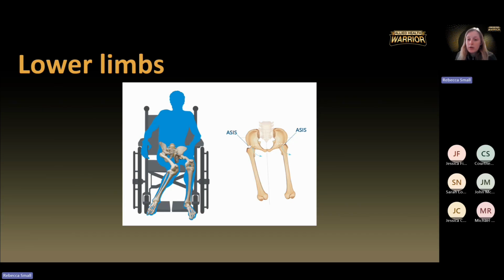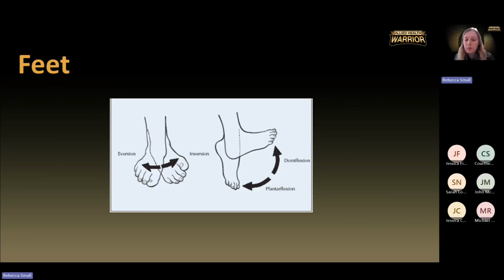Remember to familiarize yourself with those terms that you've probably done more at uni: abduction, adduction, external and internal rotation as well, just to make sure you're speaking the same language when you're doing these types of assessments. Because the physios will be really familiar with it. Most of us OTs will be too, but just make sure you're really familiarizing yourself with those. We'll move on to another body segment, the feet.